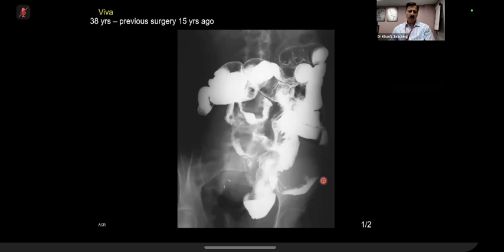Okay, this patient had previous surgery 15 years ago, and now has presented. This is a delayed film of a follow-through examination. And what is happening here? What do you think? I think there is some fistula formation.